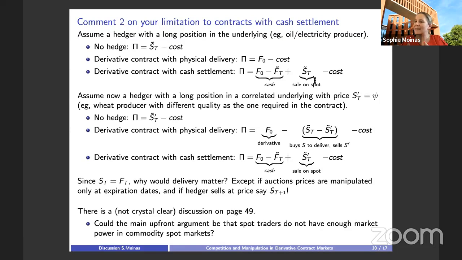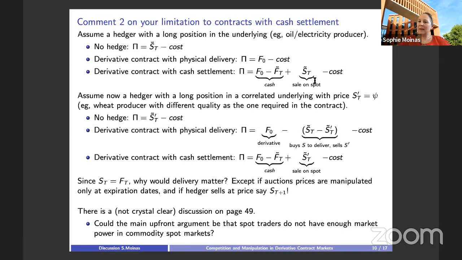So I don't really see any distinction here, except if there is an additional friction, which would be the fact that the hedger is going to receive the payoff at day T and only sell the underlying asset, which is going to create the risk exposure, at day T plus 1 or day T plus 2. Okay, so only if at day T prices are manipulated, but not before or not after. So there is a discussion on that in the paper, but it arrives very late. And I'm not completely convinced that it applies to your model.